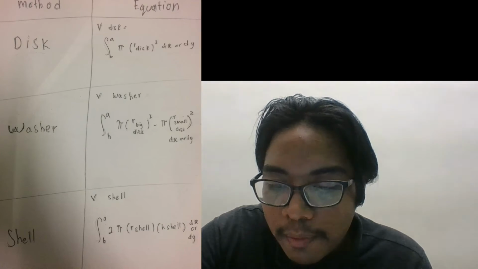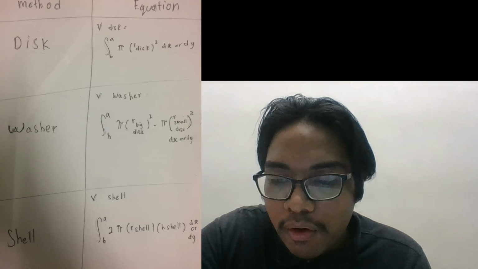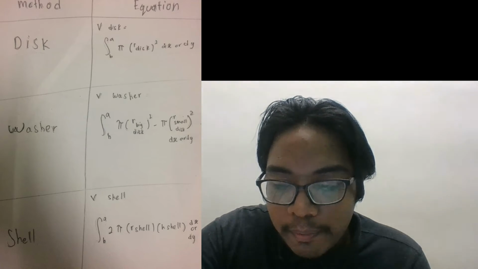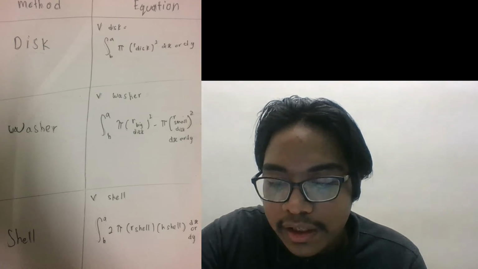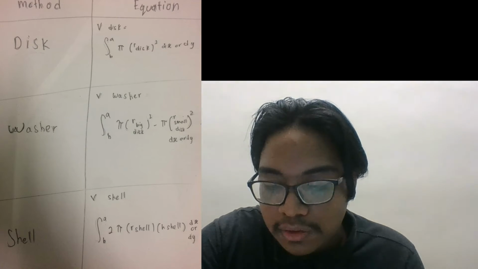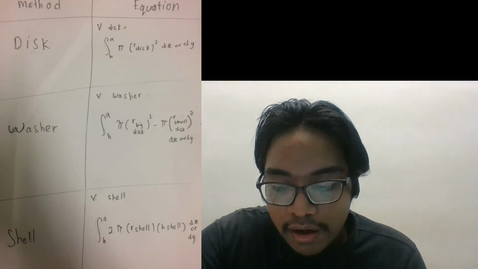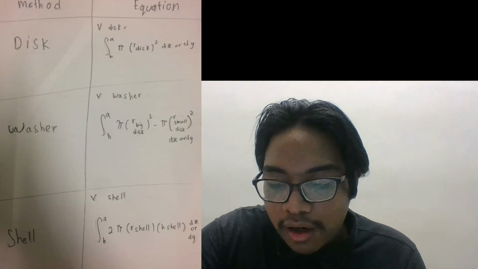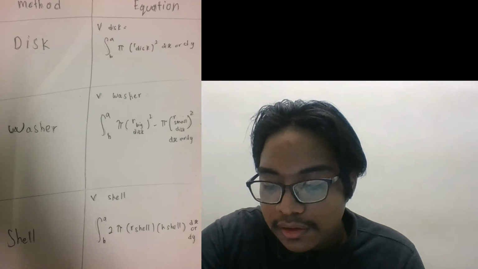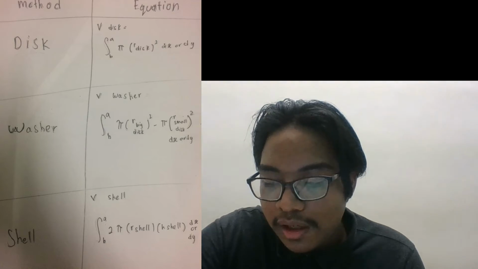Method and equation. For disk, the formula is pi r squared dx or dy. For washer, pi R big squared minus pi r small squared dx or dy. For shell, 2 pi r shell times h shell dx or dy.